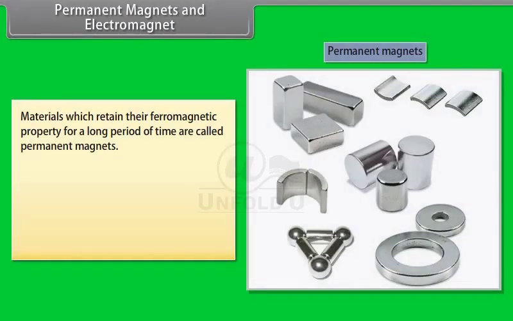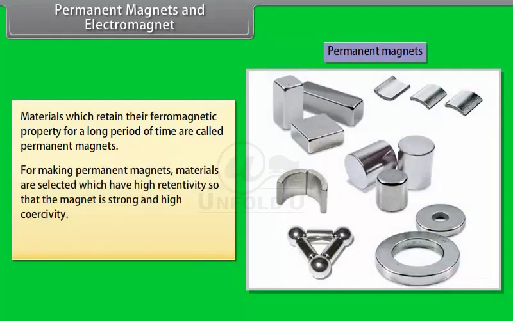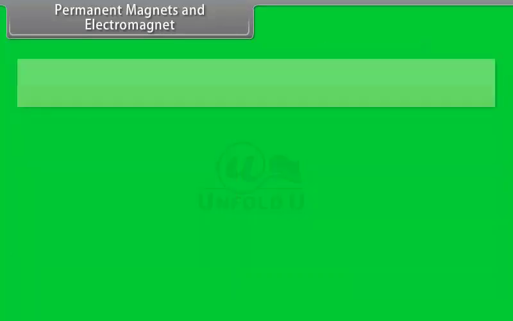Materials which retain their ferromagnetic property for a long period of time are called permanent magnets. For making permanent magnets, materials are selected which have high retentivity so that the magnet is strong, and high coercivity. For example, steel, alnico, and cobalt steel.